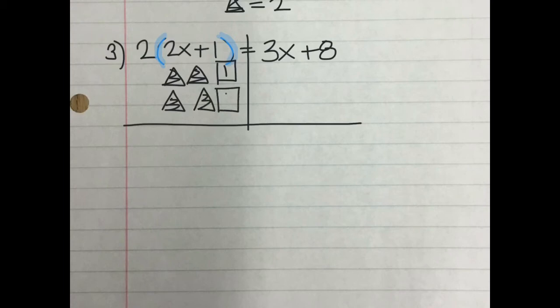2x plus 1. So that's the only thing on the left side. On the right side, I don't have any parentheses. I just have 3x plus 8, so I'll make 3 triangles and an 8.